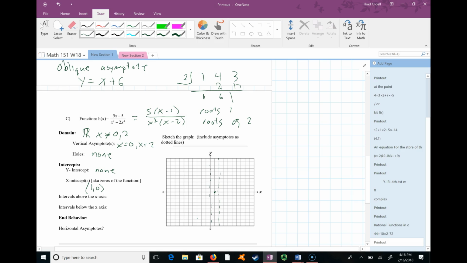So if I choose -1 and plug it in there, that would give me, so I'm taking 5 times -1 minus 1 over -1 squared times -1 minus 2. So this is going to be negative on top, and that's going to be negative on the bottom, so this would be a positive overall. So I know I'm up here to begin with, okay? So that means I'm going to be going up like this, right?